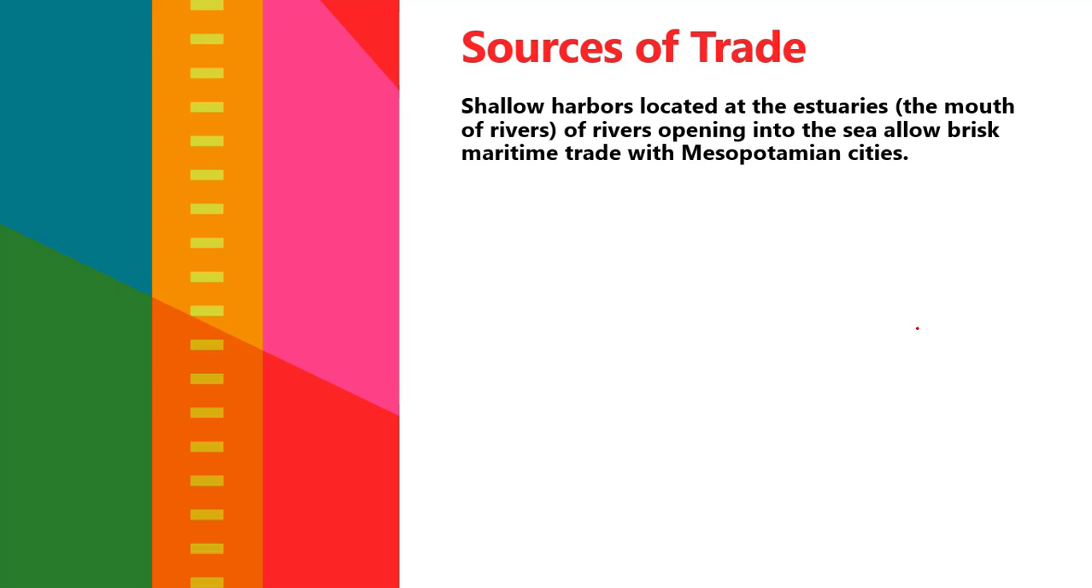Sources of trade. So this is a very important point. Shallow harbors located at the estuaries, the mouth of rivers, opening into the sea allow brisk maritime trade with Mesopotamian cities.